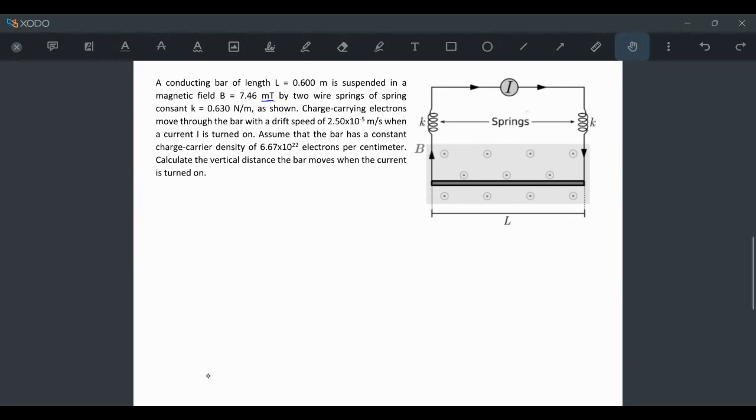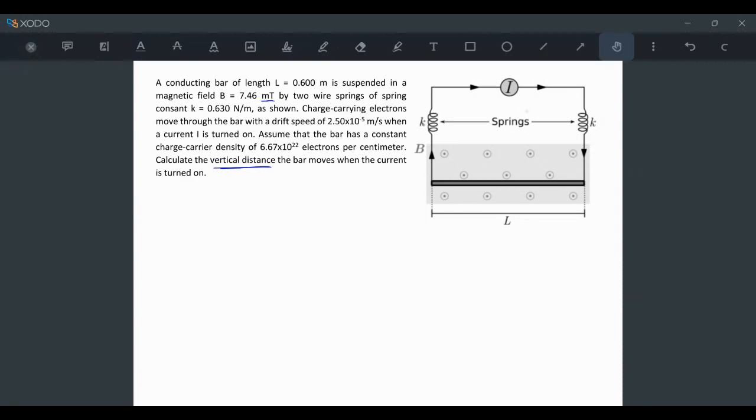We're told what the density of free charge carriers or electrons are per centimeter of bar, so we're given a linear density. And with all of this information, we're told that we need to figure out what the vertical distance the bar moves when the current is turned on. This is a lot to take in, but it's pretty simple if we break it down a little bit.